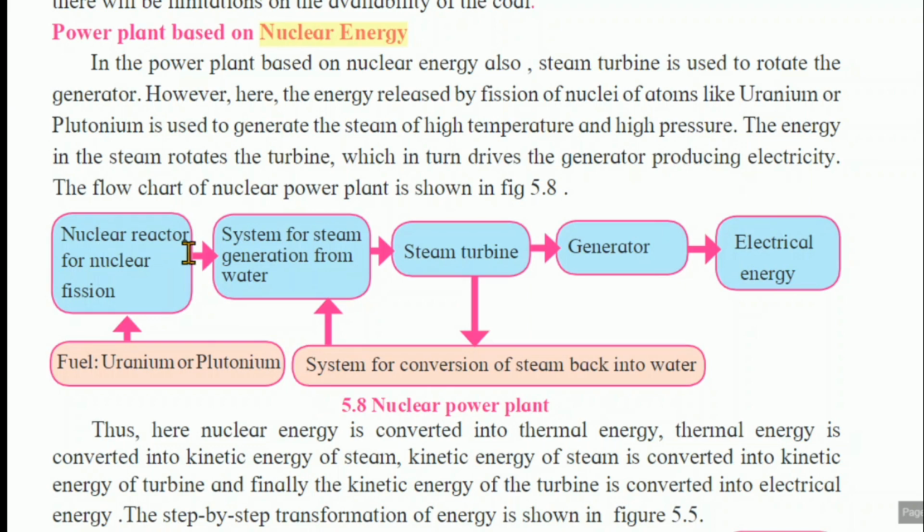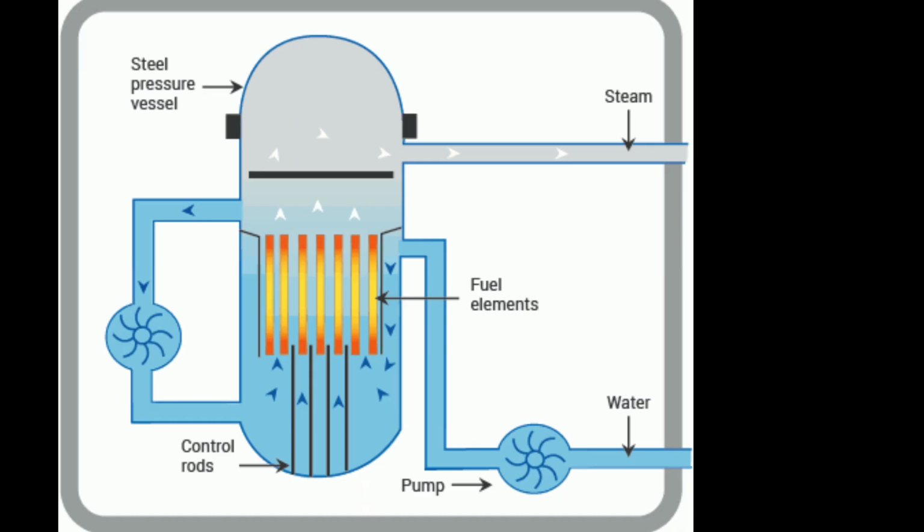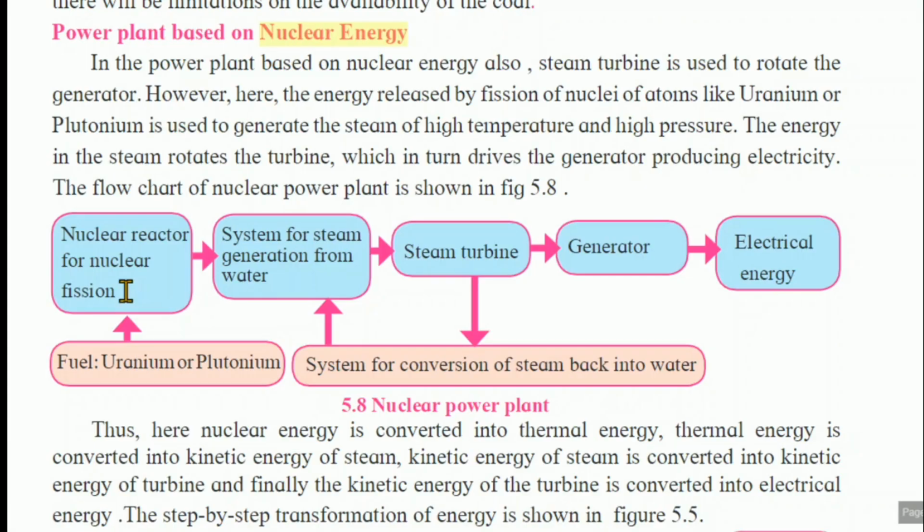In this, a nuclear reactor is there for nuclear fission, because when there is a collision or fission of these nuclei of atoms, a very huge amount of energy is released. Certain radiations are harmful, therefore this fission takes place in the nuclear reactor. Through this, high temperature and pressure form steam from water. Third step, that steam rotates the turbine. Fourth step, the generator starts, and the last one is the electrical energy.